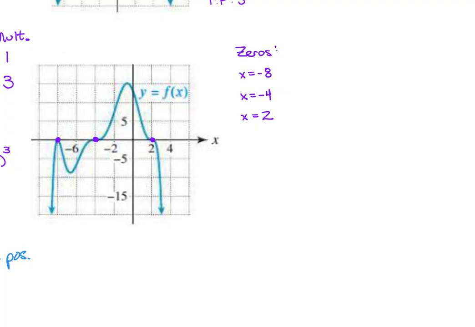For x equals -8, we touch the x-axis, which means that my multiplicity is going to be even. I'm going to come back to this in a minute. And for the other ones, we do cross.